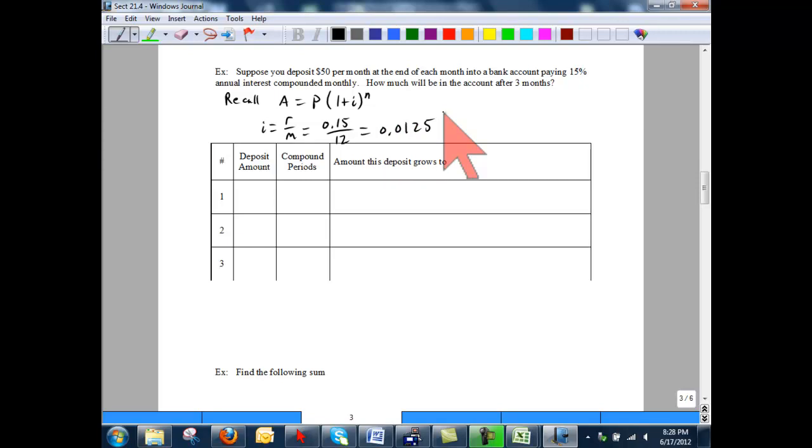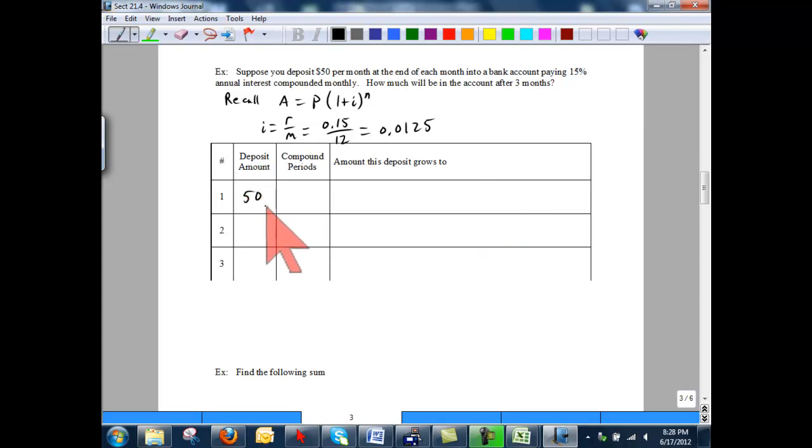Now, let's approach this problem a little differently than we did before. Before, we worked month by month and added up as we went and said, okay, at the end of the third month, that grows to how much at the end of the fourth month, and then that grows to how much at the end of the fifth month. Let's consider another point of view that says, let's think of these deposit amounts completely independently.